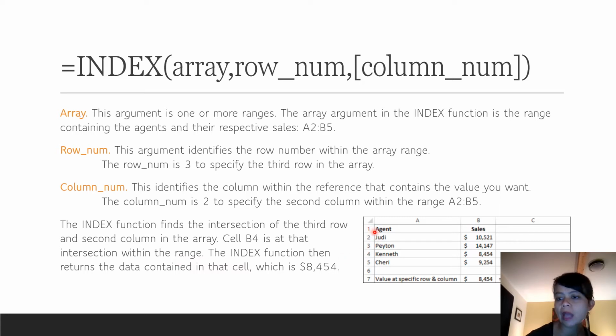So it depends on which array you started. If you started from A1, then we'll go down 3 rows from A1. But if you start from A2, then we'll go down 3 rows from A2. In this case, we started from A2, not from A1. So A2 to B5, then it will go 1, 2, 3. We'll go to Kenneth, and then it will go to column 2 and look at 8,454.